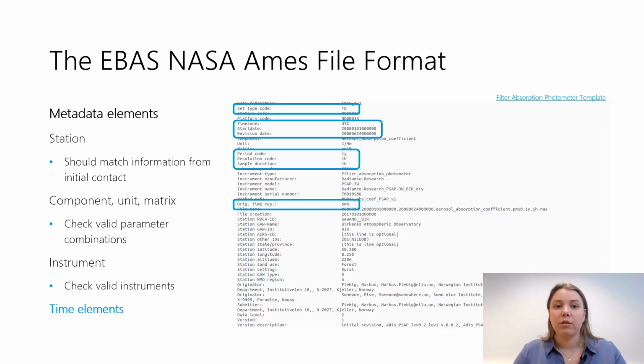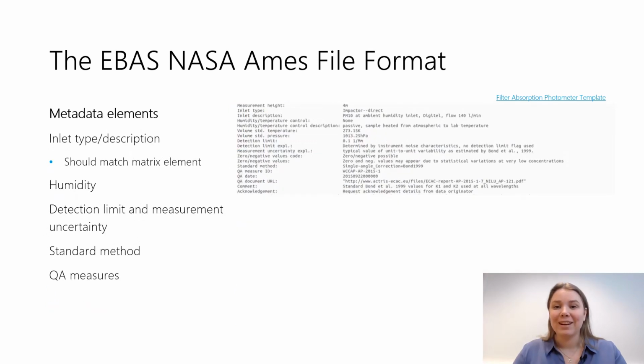Then there are several time metadata elements. First, it's the type code, which for hourly data should be TU, time interval uniform. Then you also have period, resolution, and sample duration, which depends on your data and should match previous metadata elements, such as the time interval.